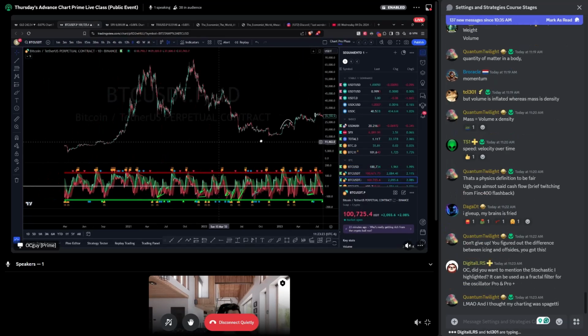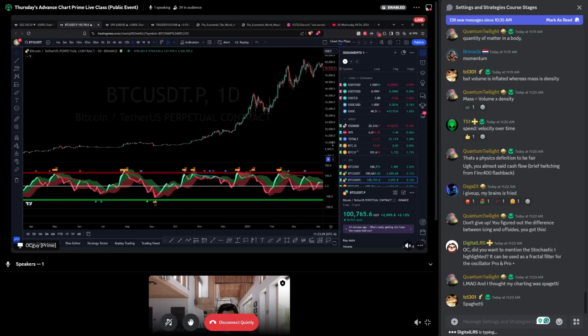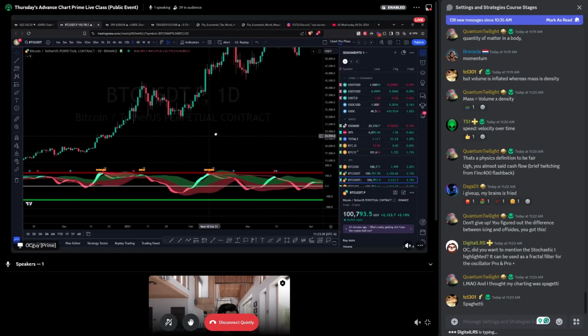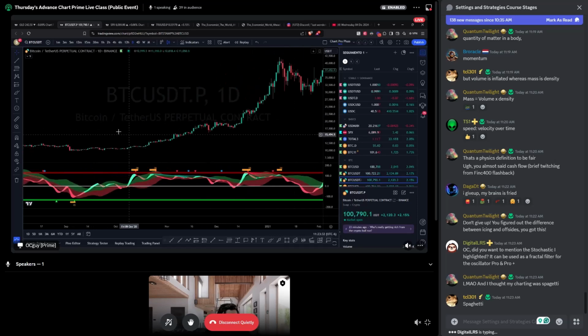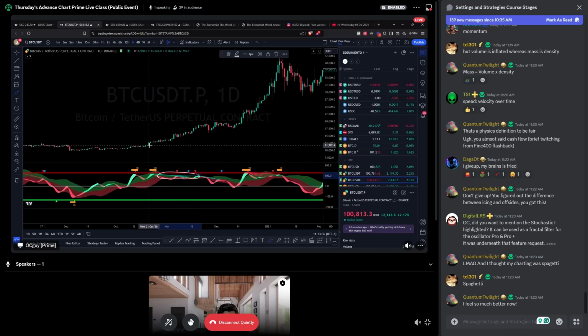That's why it's called Mexican spaghetti, guys, just in case you did not know. All right. This is much better, much better. All right. Look at how many divergences we had, and look at the overall movement of the price.